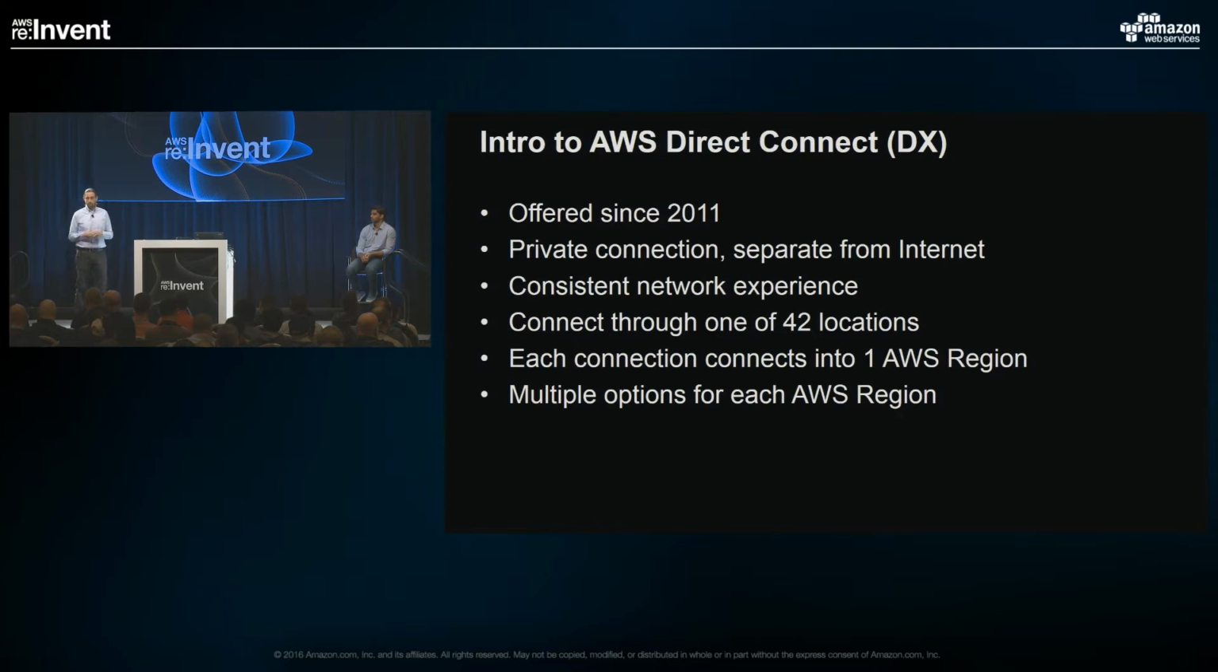And then there's Direct Connect, which you will sometimes see abbreviated as DX. This is a service that we've been offering since 2011. And this provides you with a private physical link into an AWS region. And you do this by connecting with us at one of 42 locations around the world. Direct Connect gives you consistent performance, private end-to-end, which means it does not traverse the internet at any point. And then you're not susceptible to internet weather type events.